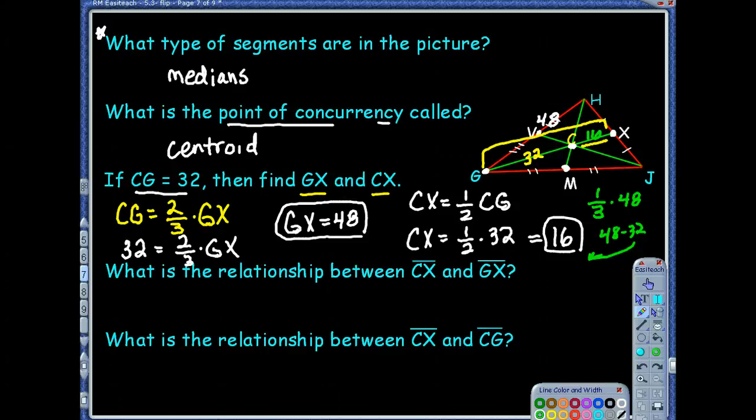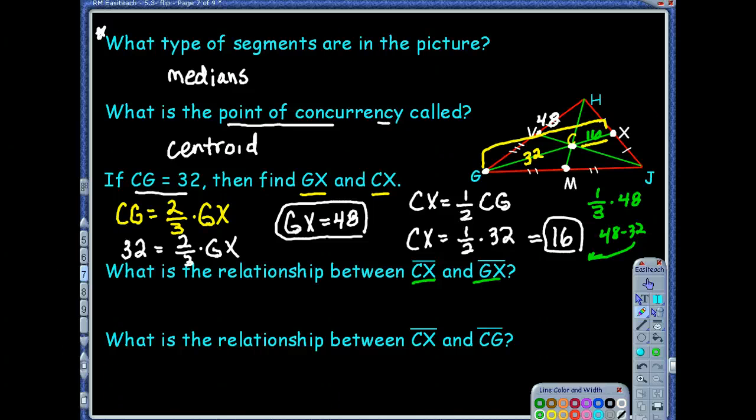You could do this a variety of ways. The questions below are not necessarily all to be known. As long as you know at least one of them, you're good to go. Now, the next two questions are kind of restating what Ms. Kirby's already mentioned. What's the relationship between CX and GX?